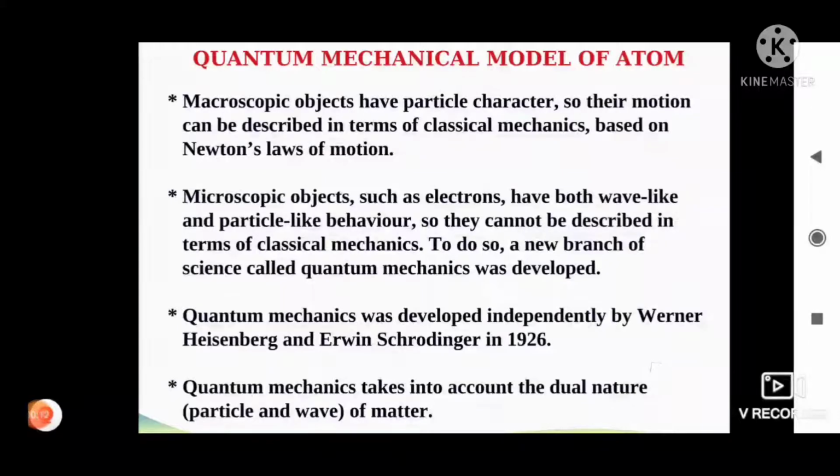Macroscopic objects have particle character, so their motion can be described on the basis of Newton's laws of motion. But in the early 20th century, scientists found that classical mechanics could not correctly interpret the behavior of extremely small particles, that is, microscopic objects such as electrons, protons and neutrons. Such microscopic objects have both wave-like and particle-like behavior. It cannot be described by classical mechanics.